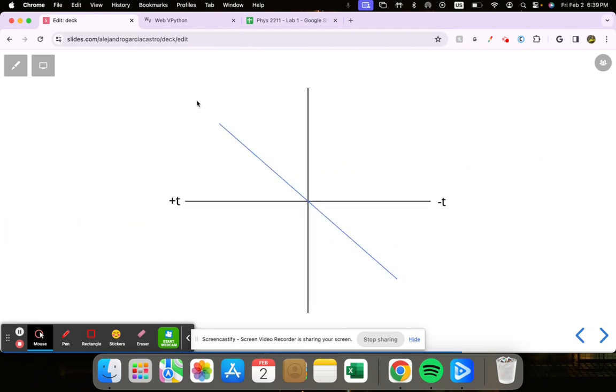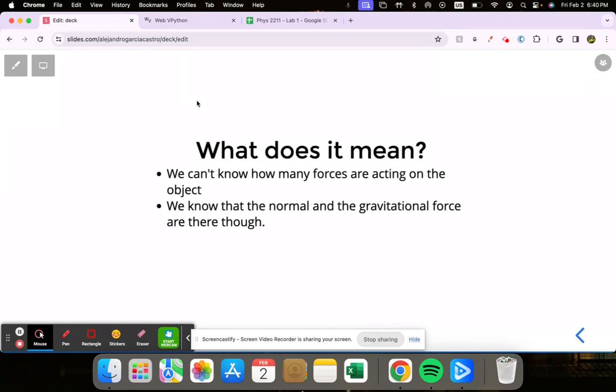What if we change the axis? We would just have an inverted graph. This is because as time gets more positive, position gets more positive, and as time gets more negative, position gets more negative. But what does this all mean?